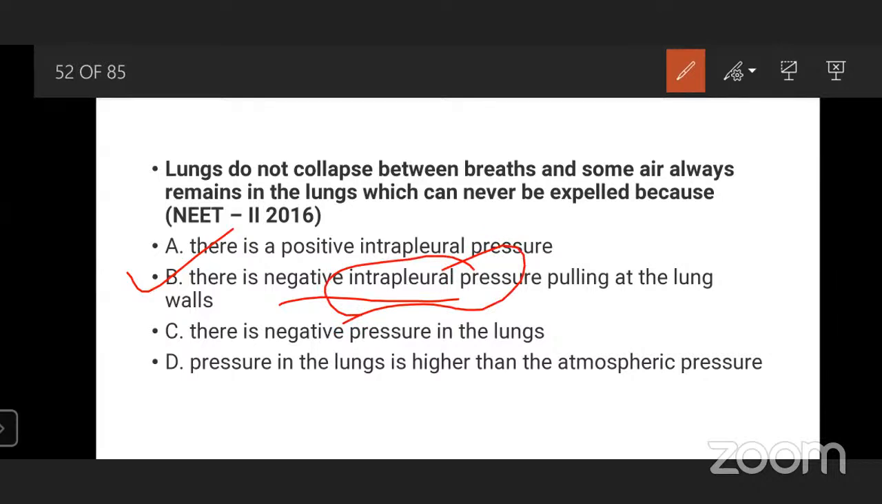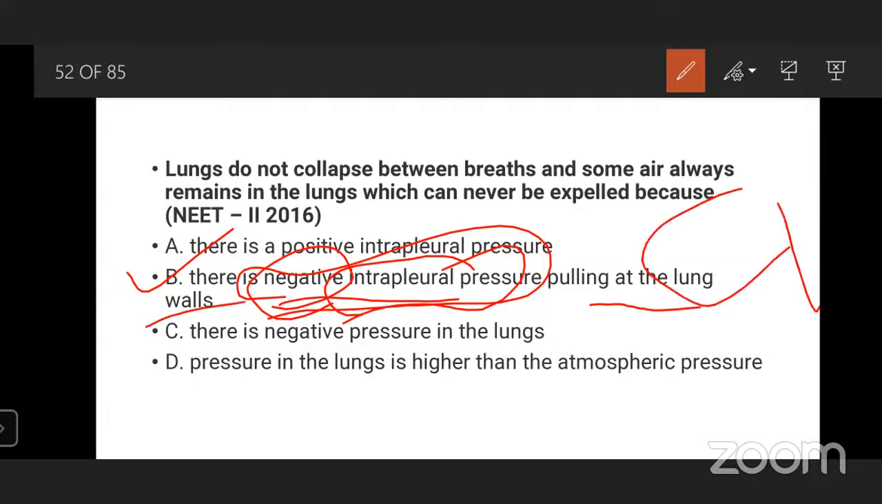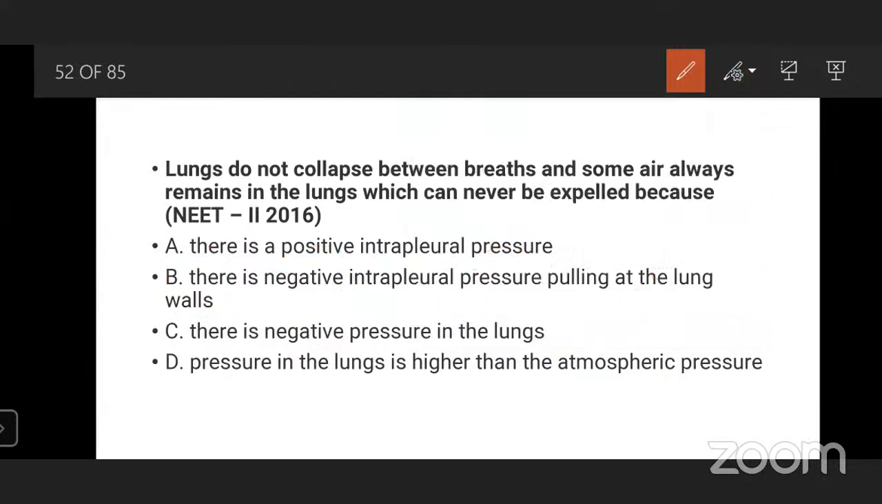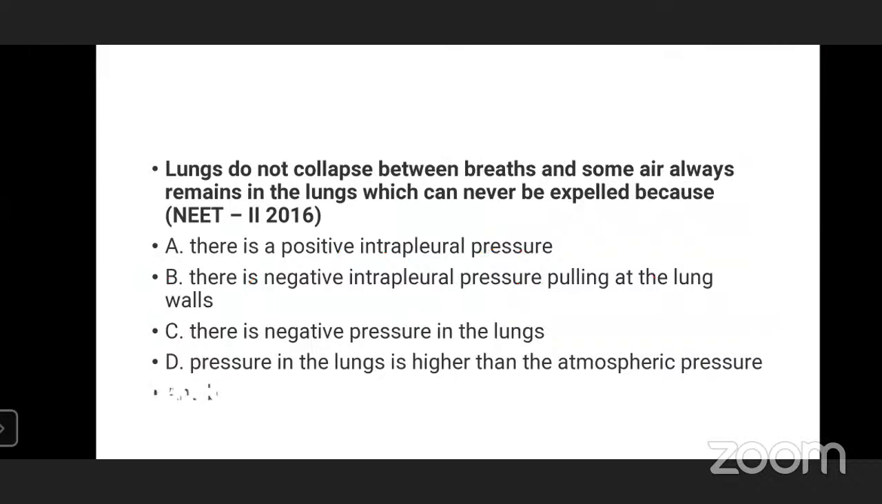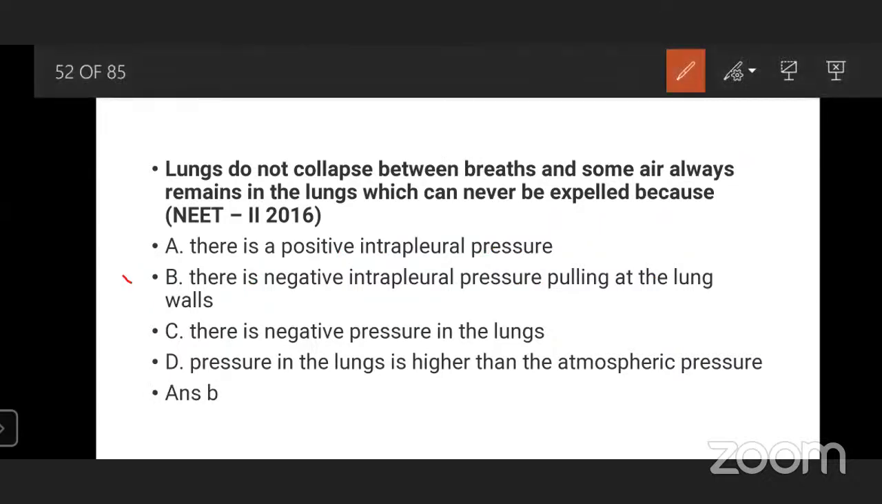That is another reason why the lungs will not collapse. Intrapleural pressure means the pressure inside the lung compared to the pressure of the atmospheric air, and there is negative intrapleural pressure at that time. This negative intrapleural pressure will pull the lung walls. Because of this pulling of the lung walls, there will not be any collapsing of the lungs between the breaths. So the correct answer is B.